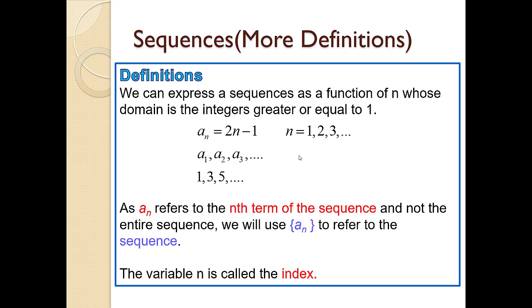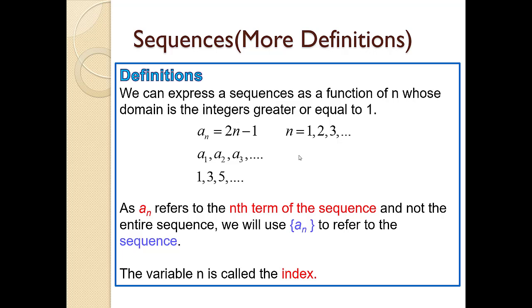We could then express a sequence often as a function of n whose domain is the integers greater than or equal to 1. So the sequence a sub n equals 2n minus 1, where n goes from 1, 2, and 3, would generate the sequence a sub 1, a sub 2, a sub 3, and just by plugging 1 and 2 and 3 into the function, you get the values of 1, 3, and 5, the sequence that we saw just moments before.